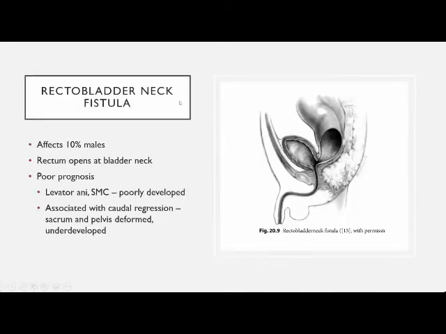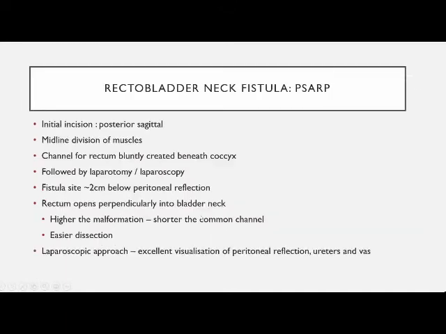Rectobladder neck fistula is seen in about 10% of the males, which is a high ARM. It opens at the bladder neck. It carries poor prognosis because the levator ani and sphincter muscles are poorly developed and associated usually with caudal regression. The sacrum and pelvis will be deformed and underdeveloped. In this, similar posterior incision is used and division of muscles is done.